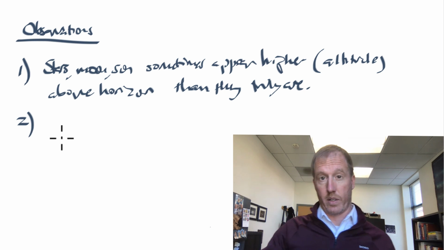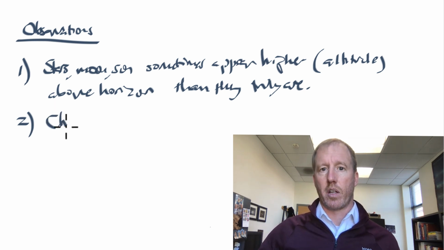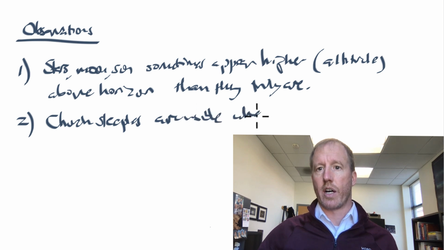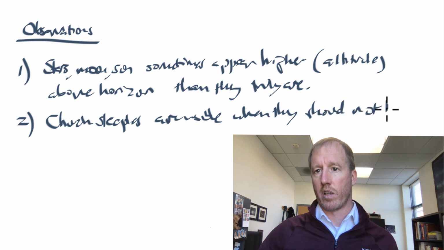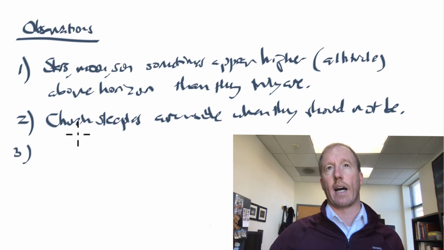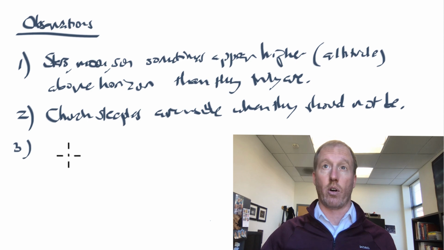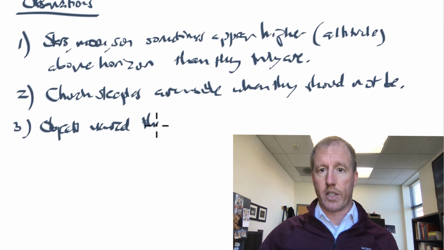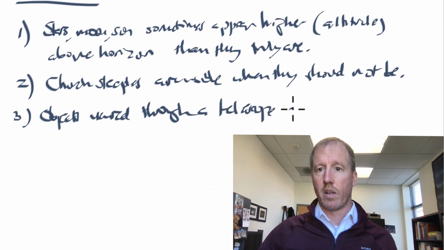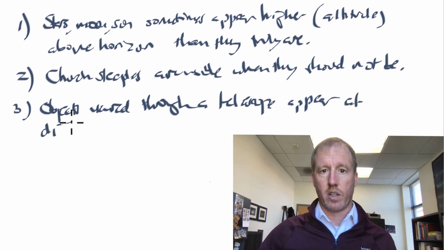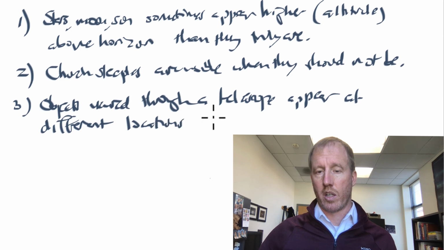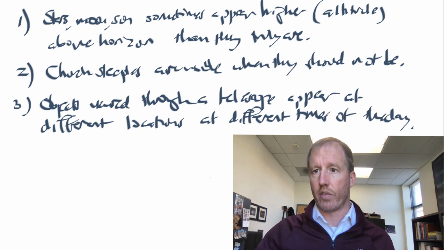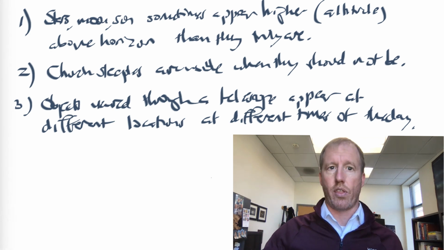A second thing that he talks about is how things like church steeples are visible when they should not be. We'll come back to this, and I'll explain this in a moment. And the third thing is if you look at a distant object through a telescope, the telescope will not always, at all times of the day, be pointing at the same thing. So objects viewed through a telescope appear at different locations at different times of the day. These are three of the interesting things that he notes that he's going to try to use his theory of light in order to understand.